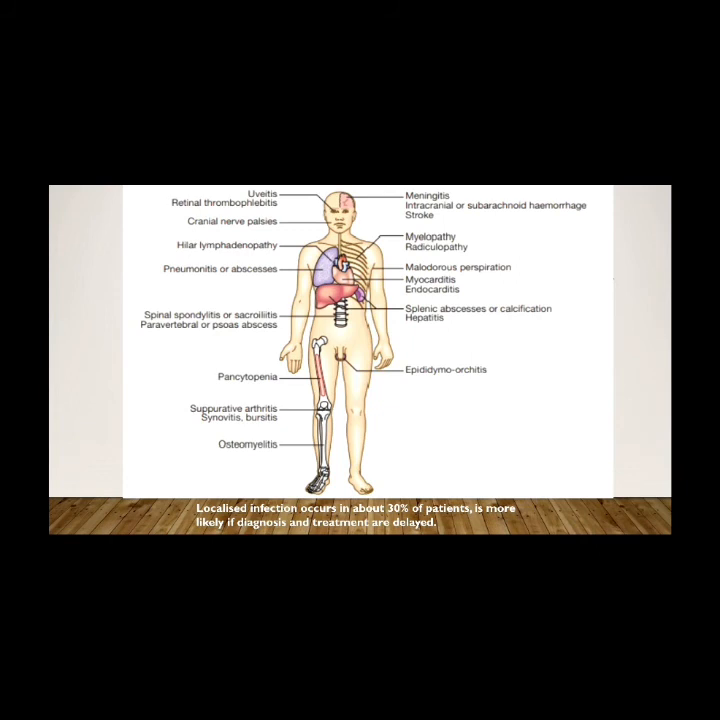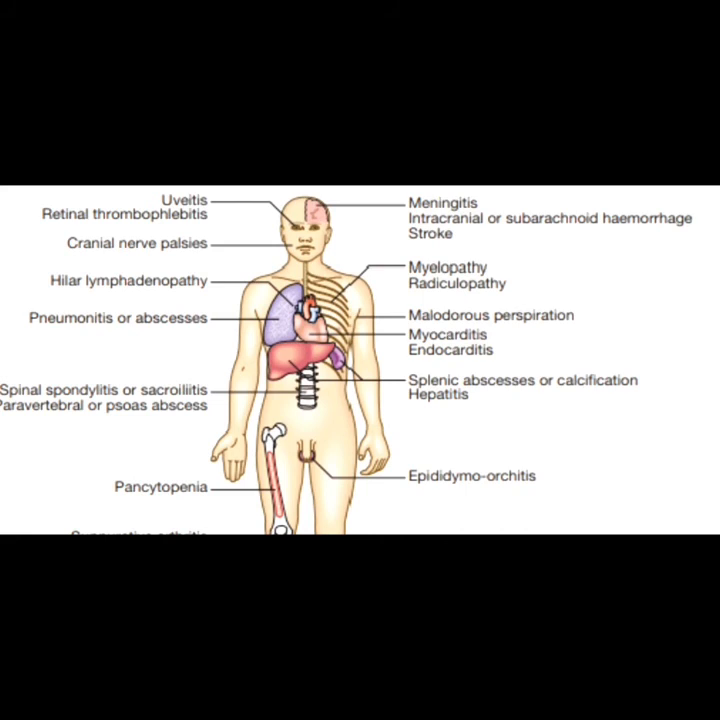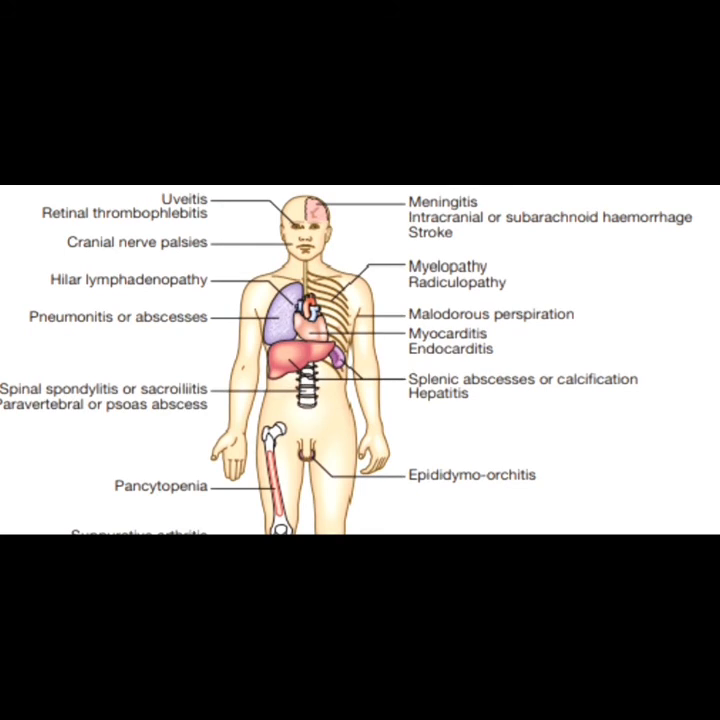This figure shows the localized infection which occurs in about 30% of patients and is more likely if diagnosis and treatment are delayed. So it may be a chronic disease and can give different clinical features. It can affect the central nervous system, giving rise to meningitis, intracranial or subarachnoid hemorrhage, stroke. It may also affect the eye, giving rise to uveitis, retinal thrombophlebitis. It can also affect the cranial nerves in the face, and can lead to lymphadenopathy such as hilar lymphadenopathy in the chest.